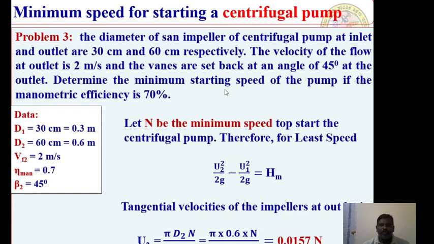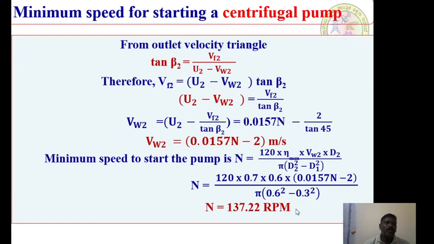Let N be the minimum speed to start the centrifugal pump. For least speed, U2 square by 2g minus U1 square by 2g is equal to hm. The tangential velocities I have calculated: U2 is equal to pi D2 N by 60, 0.0157 N. From the outlet velocity triangle, tan beta 2 is equal to Vf2 divided by (U2 minus Vw2).